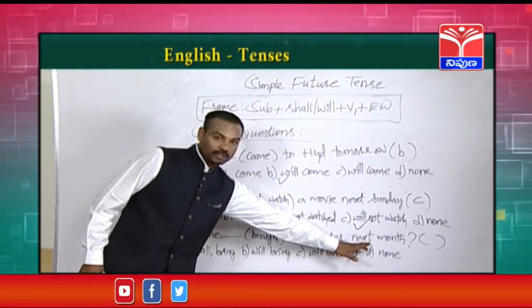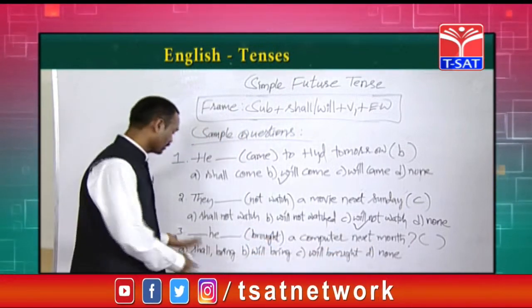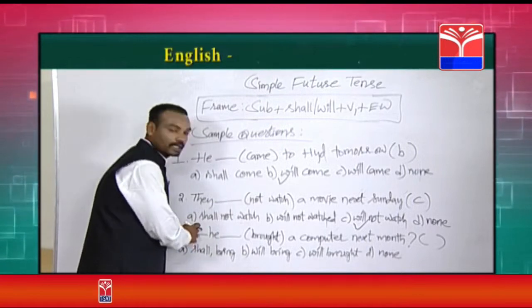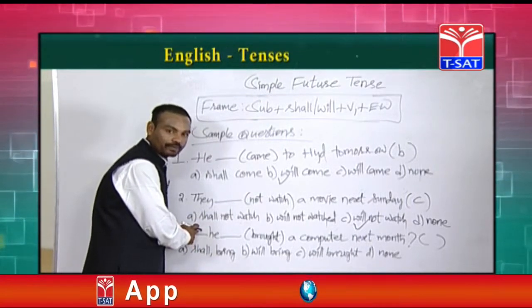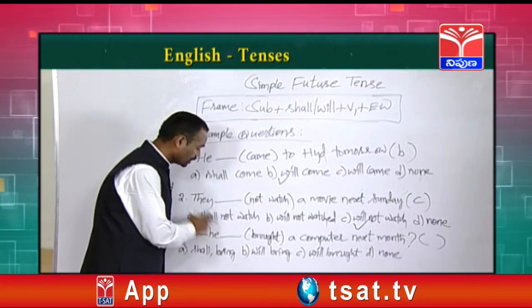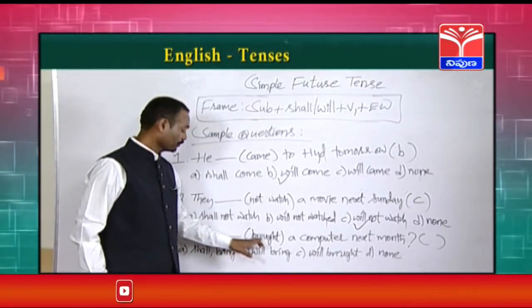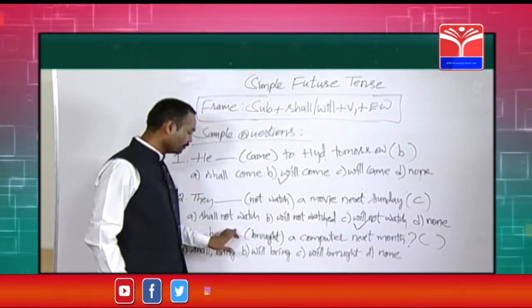This is the keyword. Next month is the keyword. So it is simple future tense. So question mark is there. It is an interrogative sentence. So an interrogative sentence should start with a helping verb. Here will should be taken because the subject is he. So will he. Next one V1 should be taken. So bring. Will he bring?